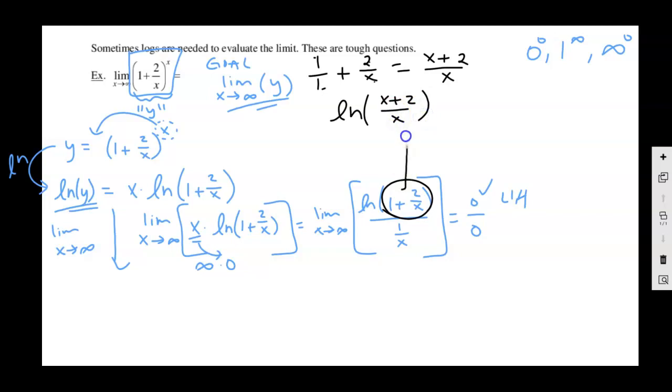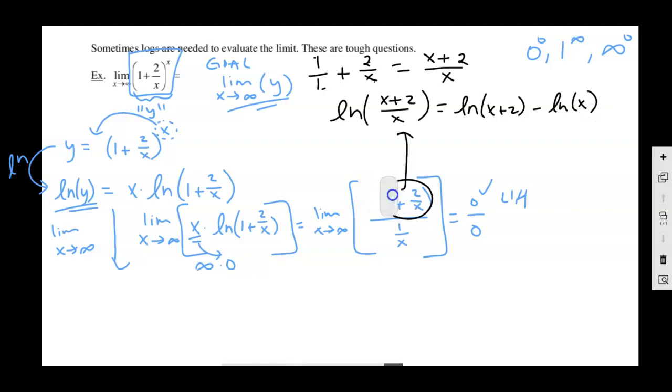That stuff inside right here, you could rewrite it. I'm not going to stop there, though. I'm actually going to take this and split it up. I'm going to have ln of x plus 2 minus ln of x. Okay, so we know that it's eligible to be done with L'Hopital's rule.